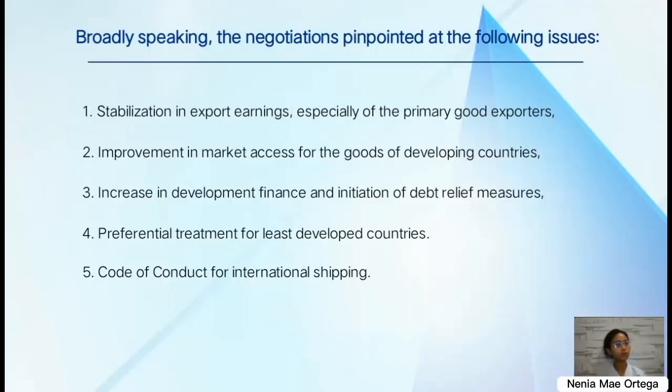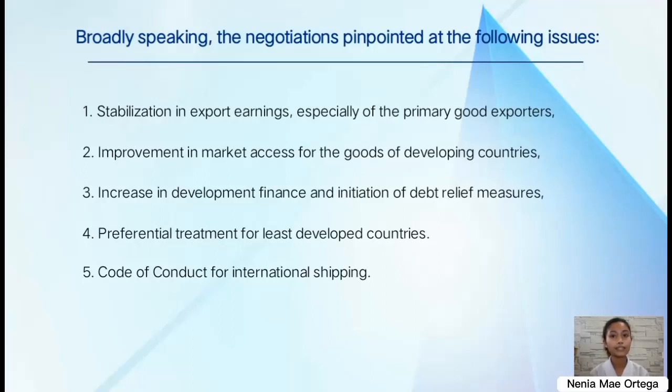So, broadly speaking, the negotiations pinpointed the following issues. So the Commodity Stabilization Program included international commodity agreements on 10 core commodities of special interest to developing countries to regulate supply and demand for these commodities and bring stability in export proceeds. So developed countries were afraid of collective action.